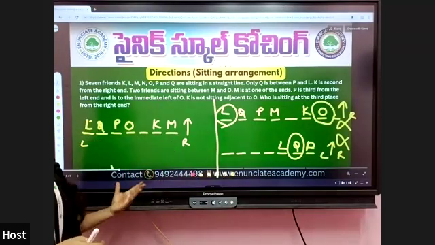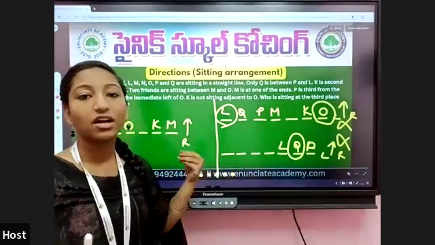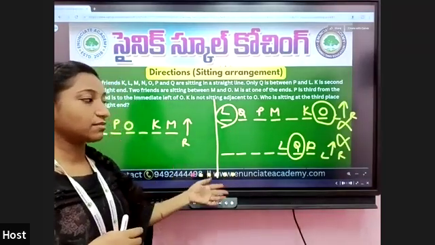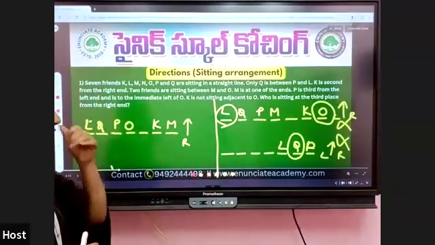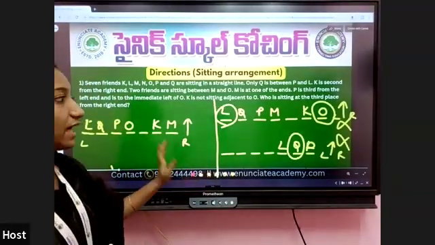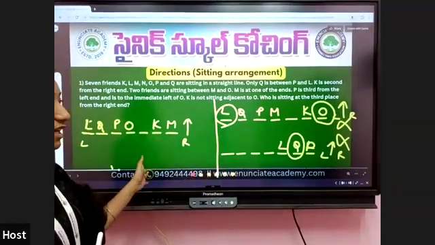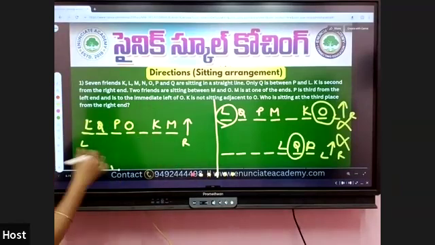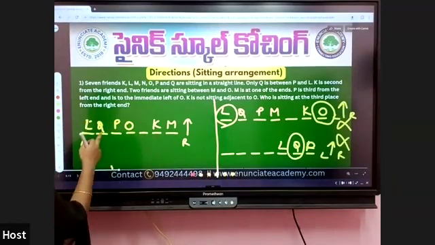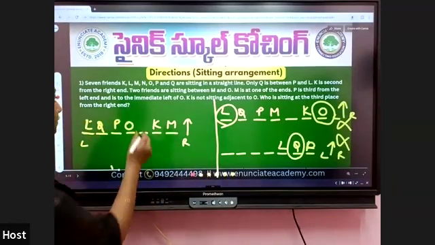So I took another assumption. So 3 assumptions, that all are wrong. So another assumption I took. P is at one of the ends. Means P is at either end. M is at one end. P is third from the left end. From left, P is in the third position. 1, 2, 3. Okay, it is correct.